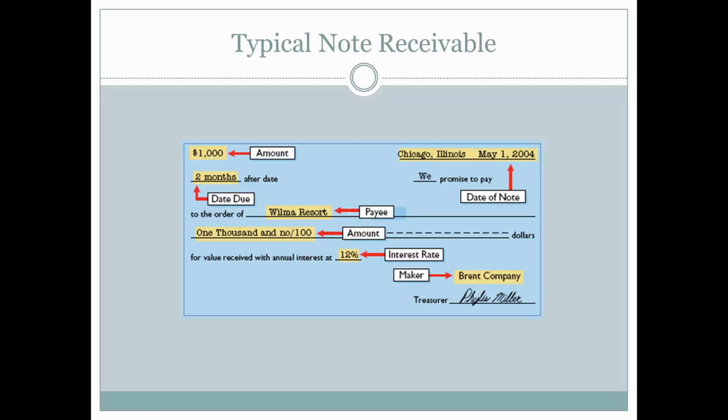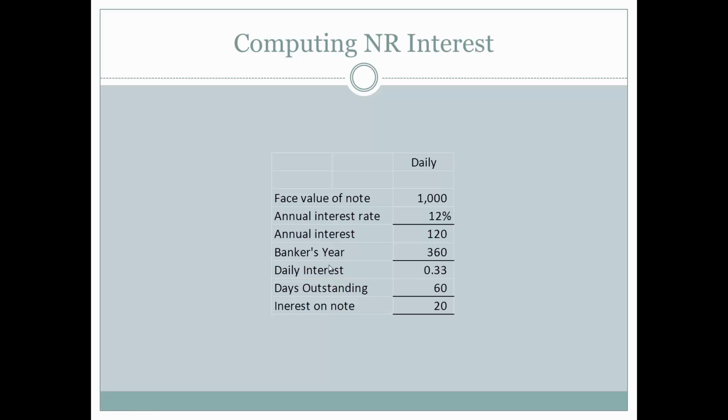Here we have a typical notes receivable. This is the amount of the note. These are the months that the note will be outstanding, so this will be 60 days. This is the date of the note. This is to whom the note will be paid, the amount will be paid. This is the amount of the note, and this is the interest the note carries. So let's look at how we would compute the interest on this note receivable.